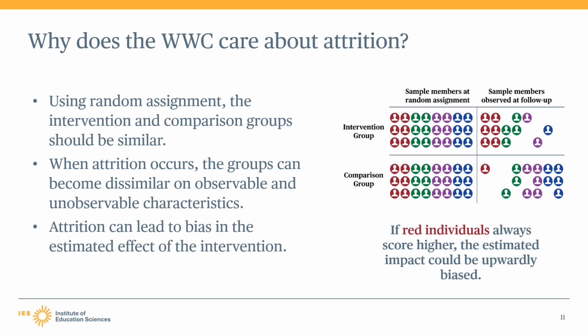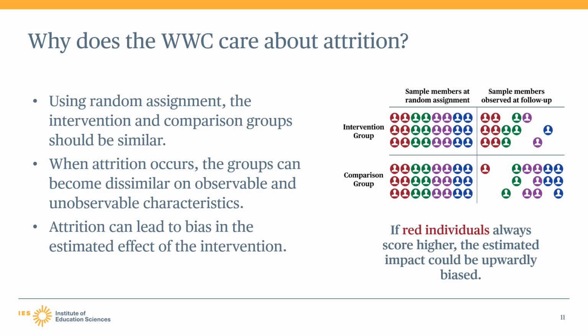Why does the WWC care about attrition in RCTs? Recall that one of the primary benefits of an RCT is that random assignment of units to conditions helps ensure that the intervention and comparison groups should be similar, on average, in terms of both observed and unobserved characteristics. However, when attrition occurs in an RCT, the groups can become dissimilar, which can lead to bias in the estimated effect or impact of the intervention. Bias is a systematic difference between the true impact of the intervention and the estimated impact. So bias can lead to incorrect conclusions about the effect of the intervention.